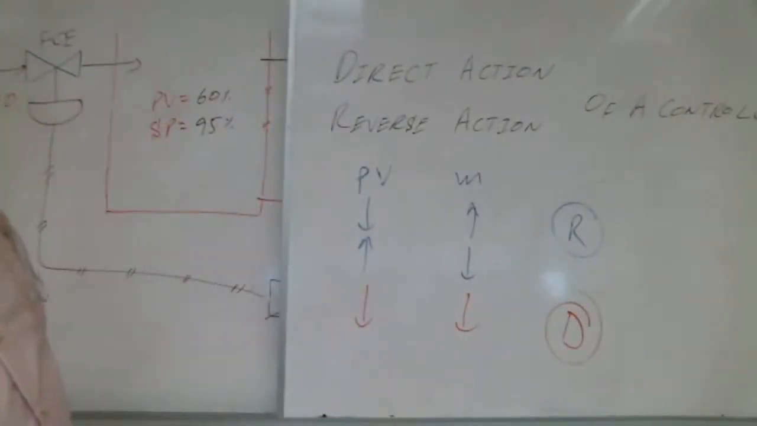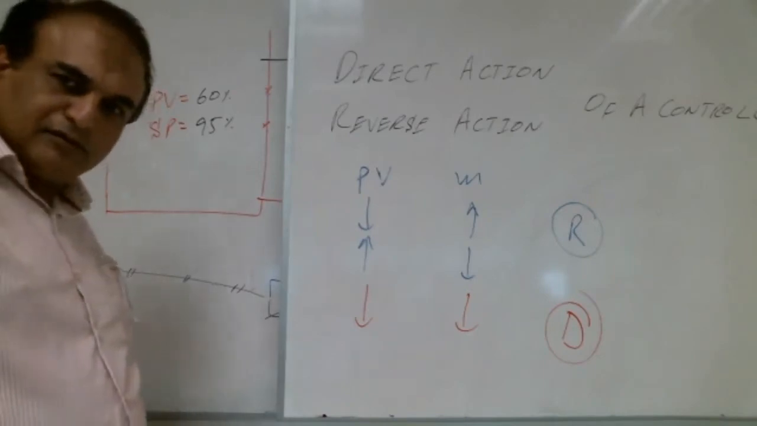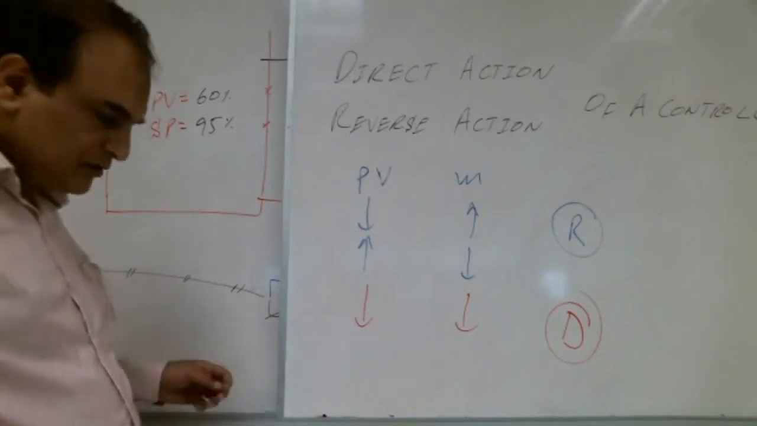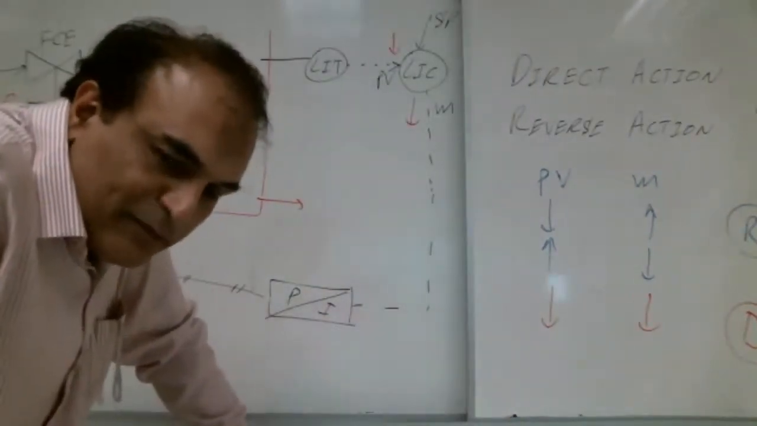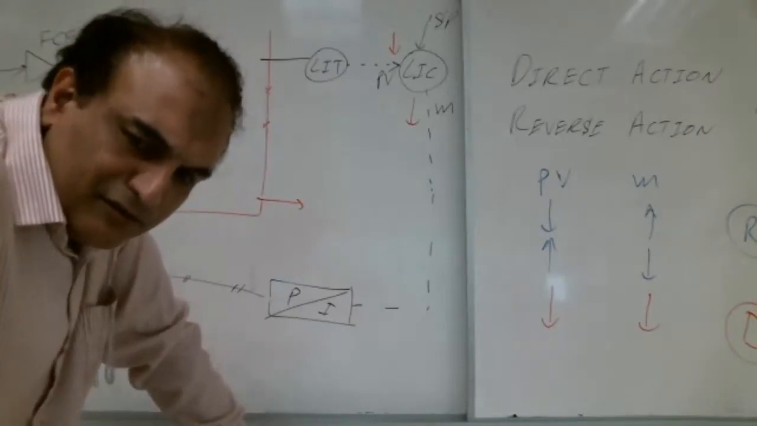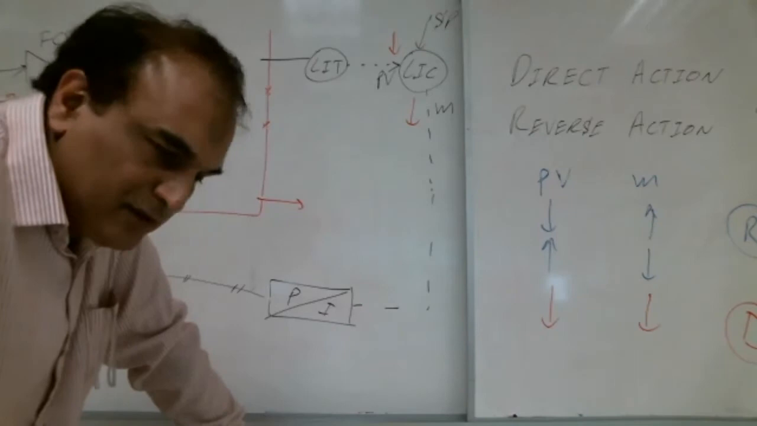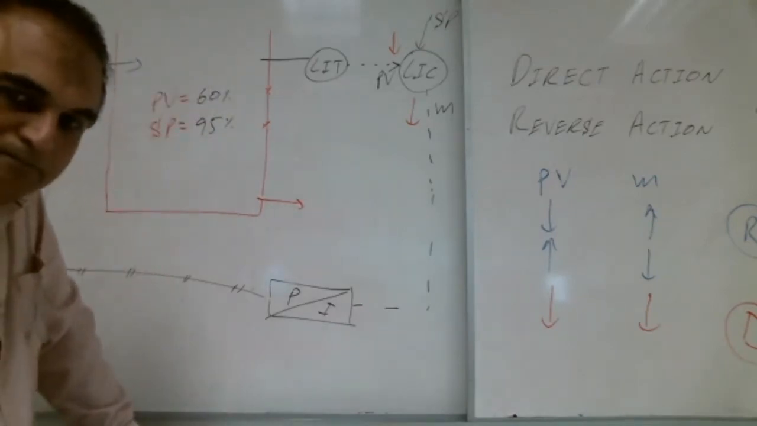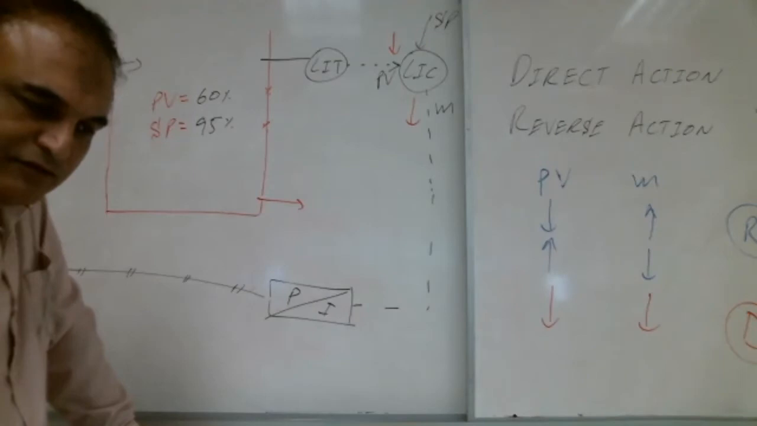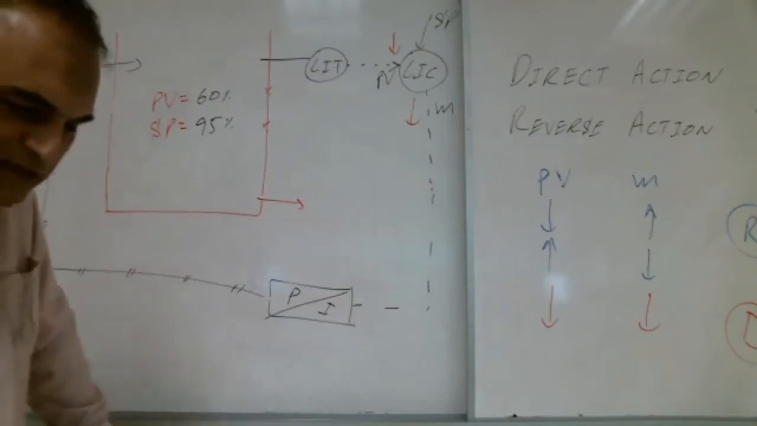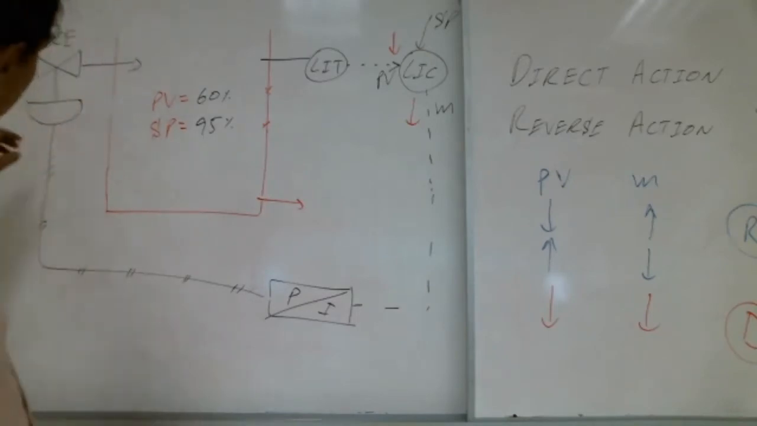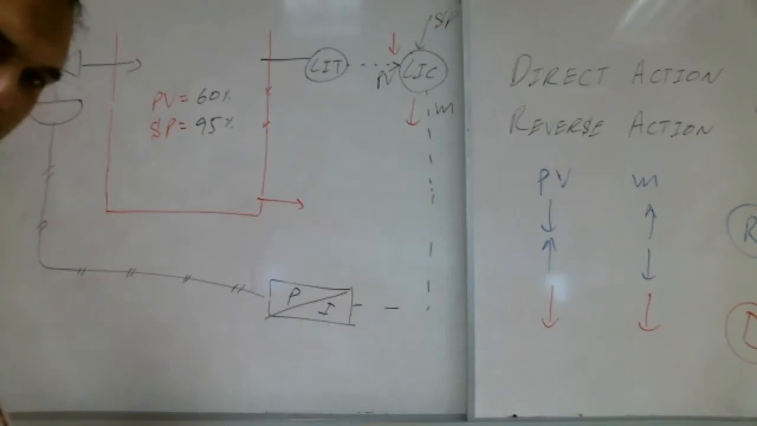Are you with me? Why decrease? I think increase, teacher. Be sure, please ask your question. Set point 95 and PV 60. I want the tank to be at 95. Yes, you want to bring the PV near to 95. So you will open the valve or close the valve? I will open the valve.